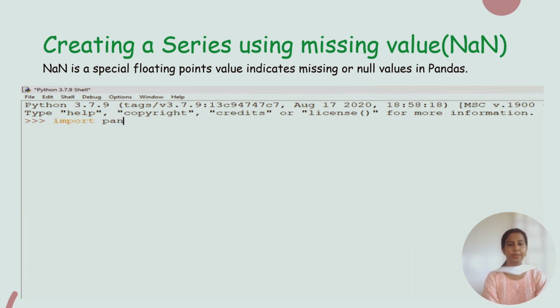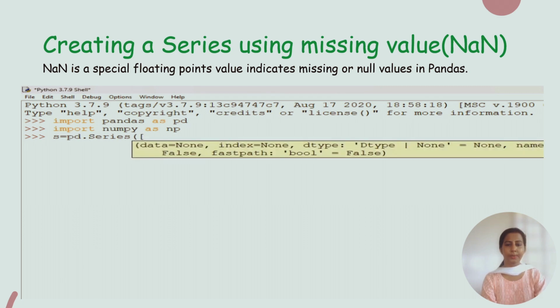Next, create a series using missing value. So again I will import pandas as pd. Next I will import numpy to take this None value. I will take one variable to create the series, that is s equal to pd.Series. Within this series, I will take some values, that is 1, 2, 3, 4. And now I will take np.nan. And again I will take one more value, that is 5.